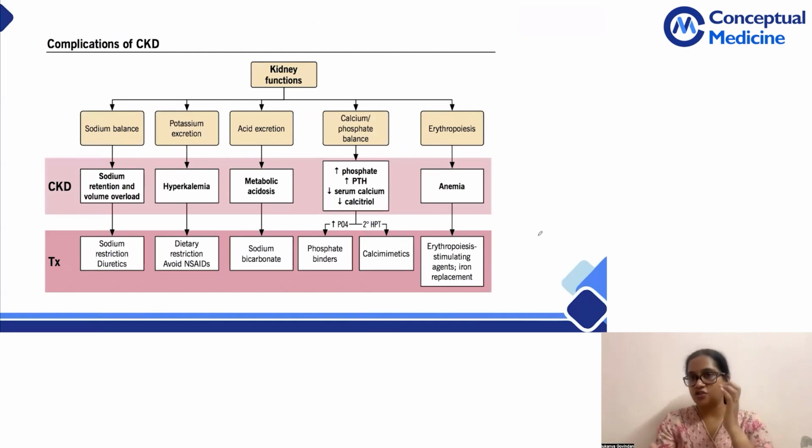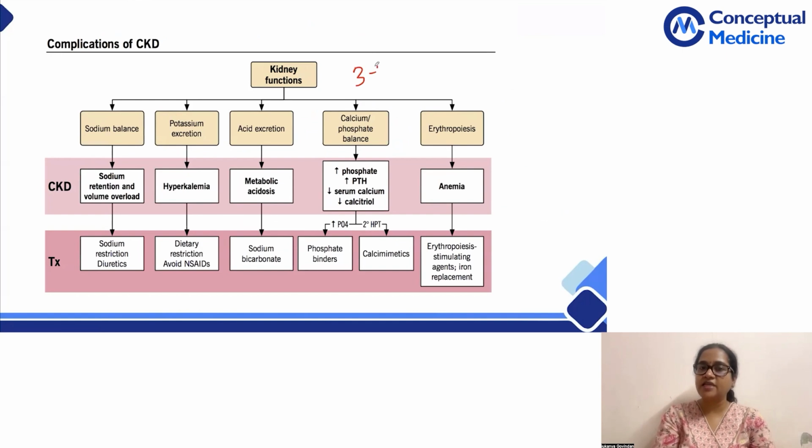So what are the complications? When you have low GFR, what are the complications that happen? The main kidney functions are sodium balance, potassium balance, acid base balance, calcium and phosphate balance, and erythropoiesis. These are the key functions of your kidney.